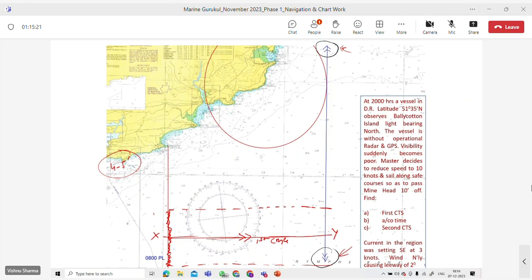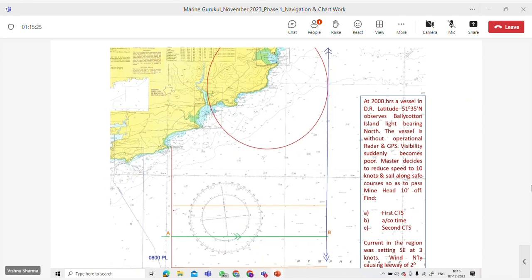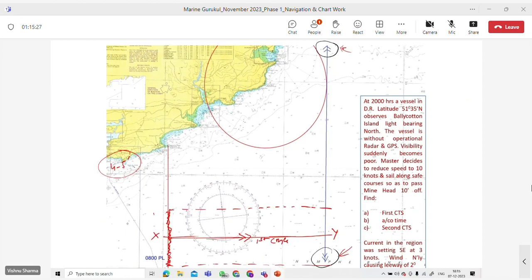So are we agreeing that, with my experience and my requirement, I'm convinced that whatever may be the error in my DR, the vessel will be somewhere here on this part of the PL at 2000 hours, correct? Yes or no? Correct, guys? Yes, sir.